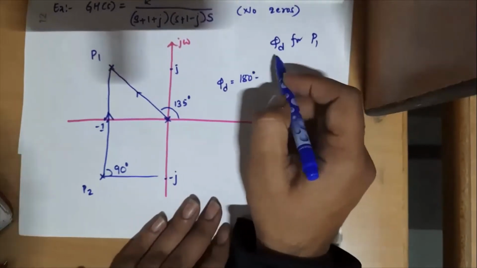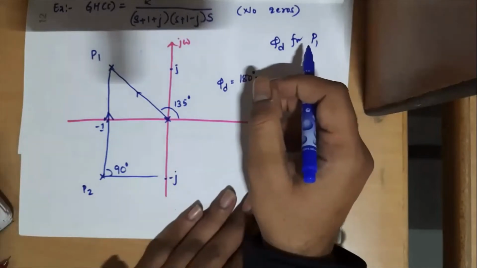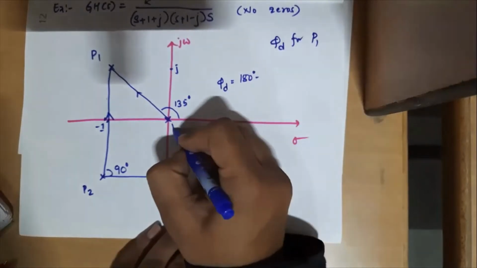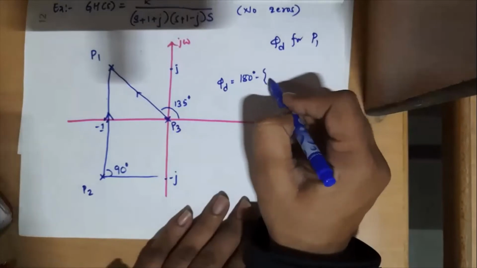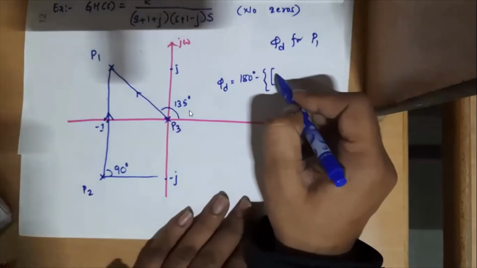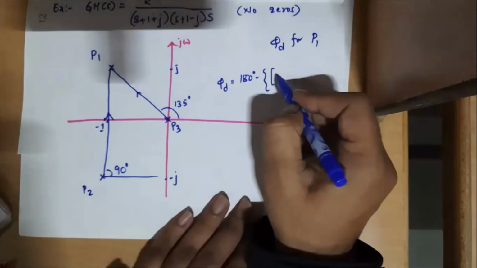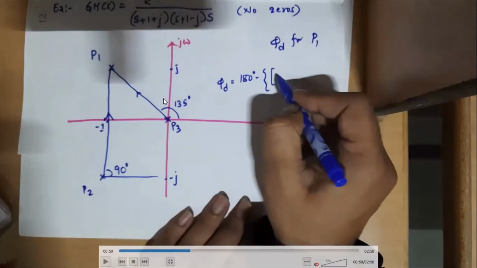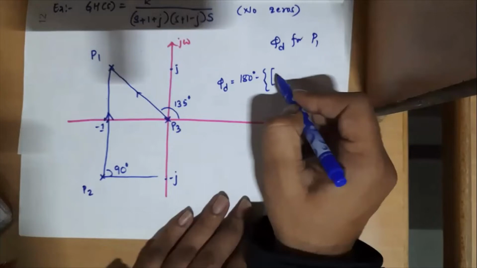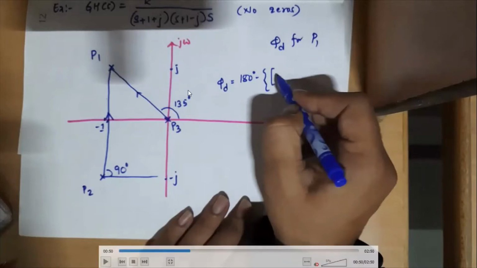So what we need to do now? We need to do 180 minus the summation of angles of the vectors from other poles. So there are only two other poles. One pole is in question and these are the vectors. So what is the angle contributed by this vector? It is 90 degrees with respect to the real axis. And the angle of this vector is 135, because it is 90 plus 45, 1 plus 1j. Fine. So now I need to add these two blindly.